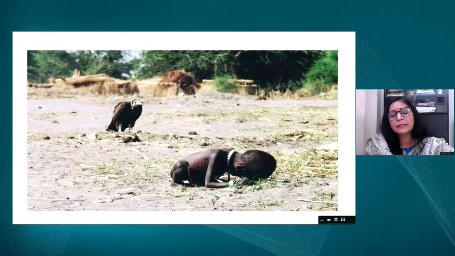This one, many of us might have seen, is from South Sudan, right? This is a picture which was taken by Kevin Carter. Here is this girl moving towards the UN camp in search of food, and there is a vulture waiting right there to feed on this particular girl. And when this picture was taken and became viral, there was a lot of humanitarian aid for Sudan.